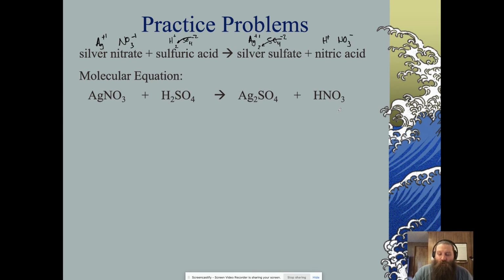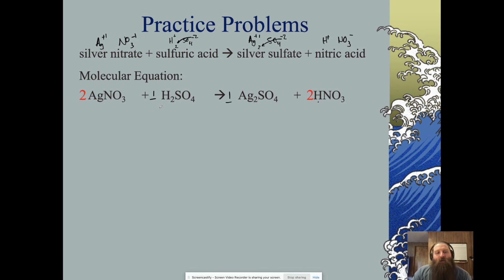Now, I need to balance this. So let's balance it by grouping. I have 2 silvers on the right, so I need to have 2 silvers on the left. So I put a 2. That gives me 2 nitrates. If I have 2 on the left, I need 2 nitrate groups on the right. So I need a 2 right there. That gives me 2 hydrogens. I look back to the left. Hey, I have 2 hydrogens, so that's good. I have 1 sulfate hooked to it. I have 1 sulfate on the right. So everything else is a 1. So that's balancing by grouping, which we've done before.